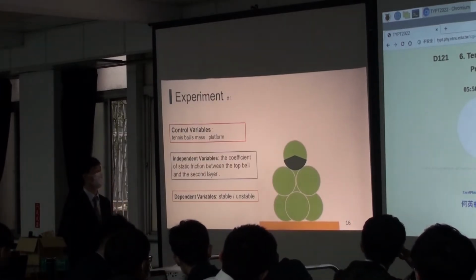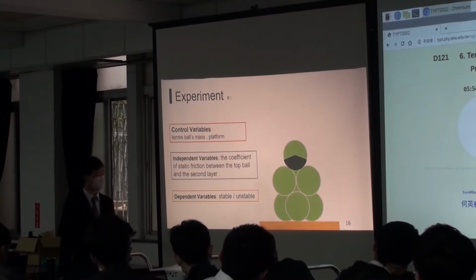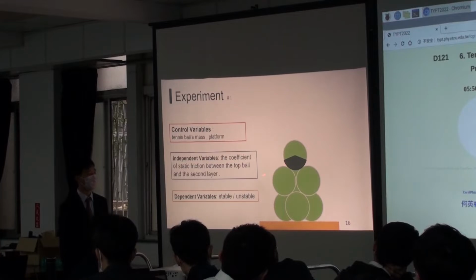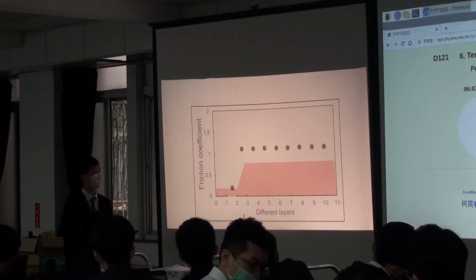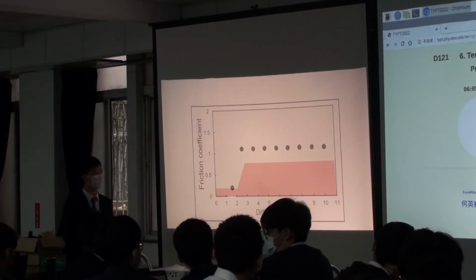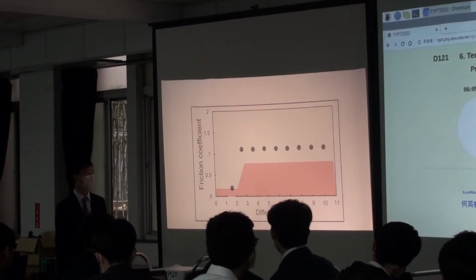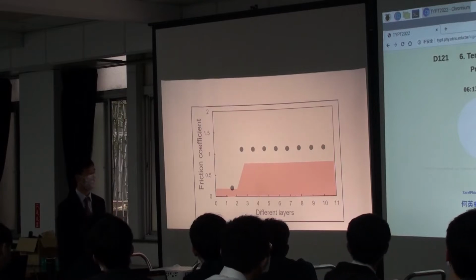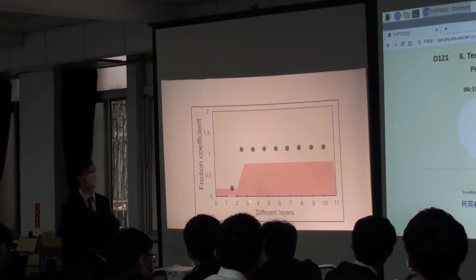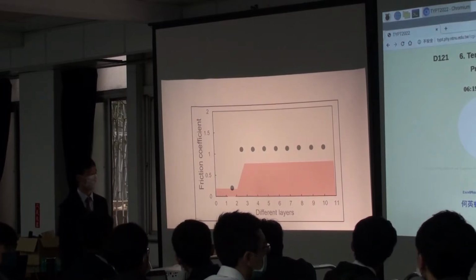In our first experiment, these are the control variables, and we changed the friction coefficient of this part, and we want to investigate if it's stable or unstable. And this is the experiment result. We can know that when it's the second layer, the friction coefficient is about 0.3 to 0.4, and for other layers, it equals 1.3.